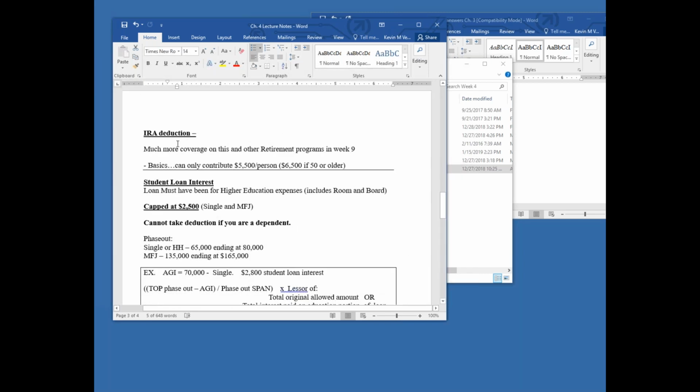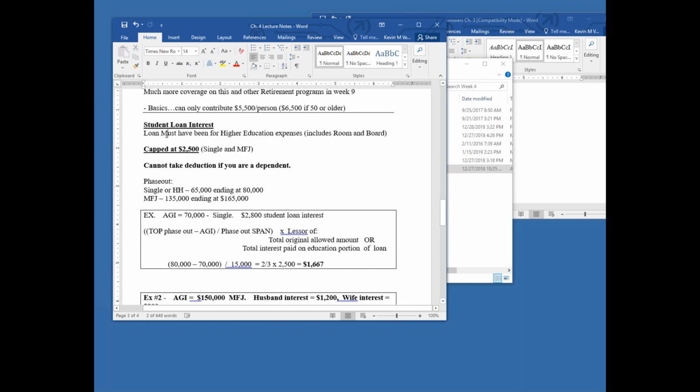IRA deductions, we'll get into this a lot more in week 9, right after the spring break and our first test. The only thing that I really want you to know for right now is you're allowed to deduct $5,500 per person, or $11,000 for married filing joint, if you put that much away into a retirement account. You get to up it by $1,000 if you are 50 or older. It's called a catch up. You're trying to catch up before you retire. You're putting more money in.